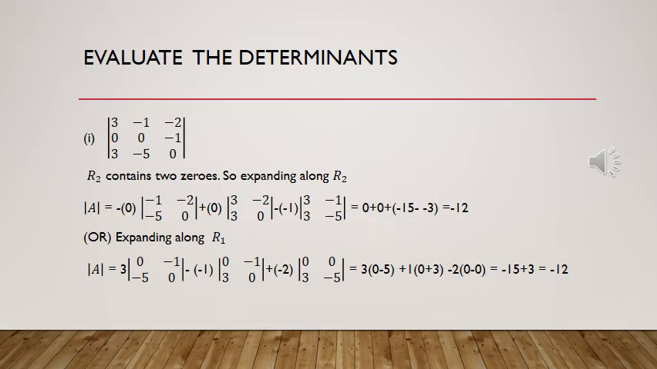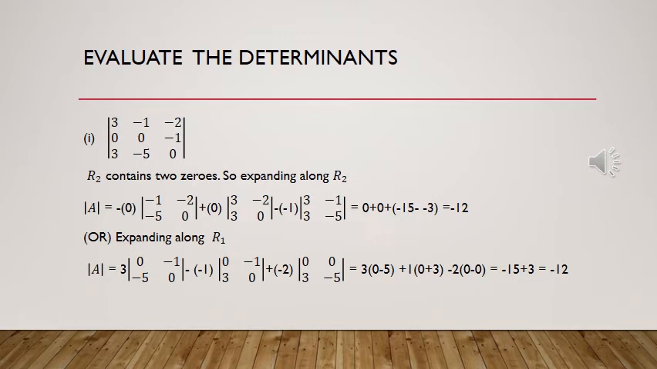Then 0 into the value of the determinant. Since it is 0, the calculation is easy. Then the sign of the third element is minus. So minus of minus 1 into the determinant 3, negative 1, 3, negative 5. On calculation, we are getting this equal to minus 12.